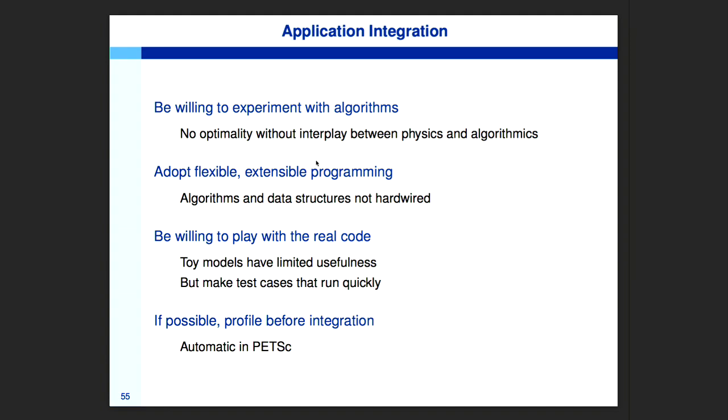It's important to keep in mind that experimenting with algorithms is very, very critical. There's no way to get optimality in what you're doing without an interplay between the physics of what you're modeling and what the algorithms are set up to handle well. We can do that by using flexible programming. It's important not to hardwire algorithms and data structures, but really set yourself up so that you can make choices as you learn more about your problem, as you evolve your problem to tackle harder physics and other aspects of functionality.